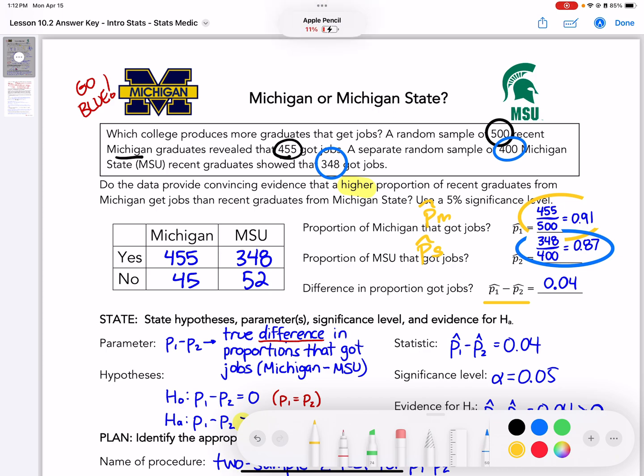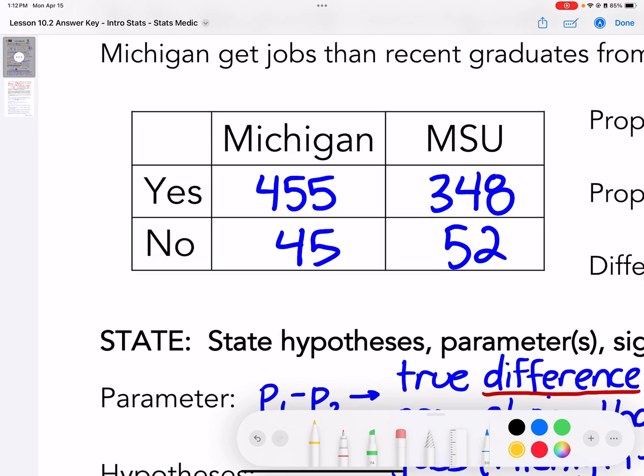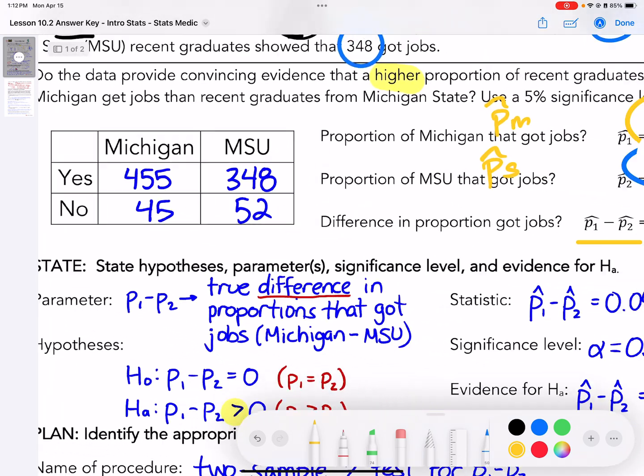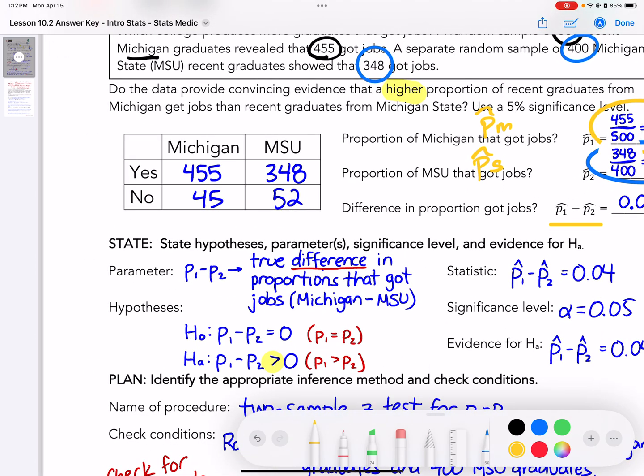Okay, so for this here, I just filled in the data, which was what we just read. Okay, now we're going to do our test. So the parameter is P1 minus P2, the true difference in proportions that got jobs, Michigan minus Michigan State. You'll often see this also. P1 is equal to the true proportion of graduates at Michigan that got jobs.